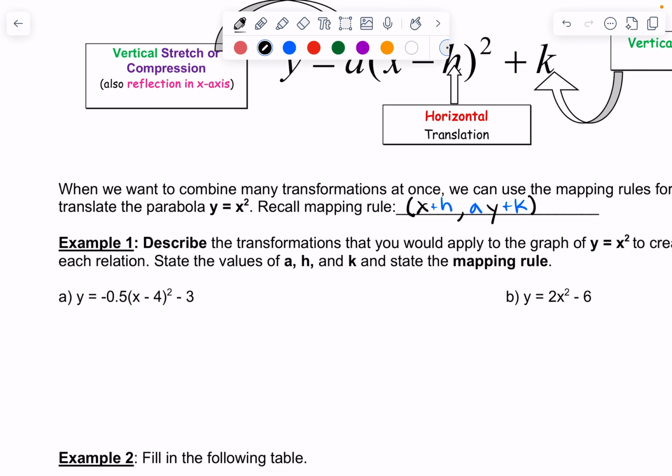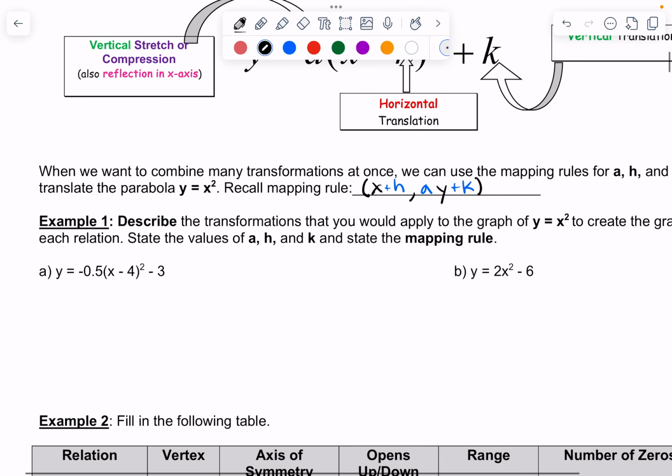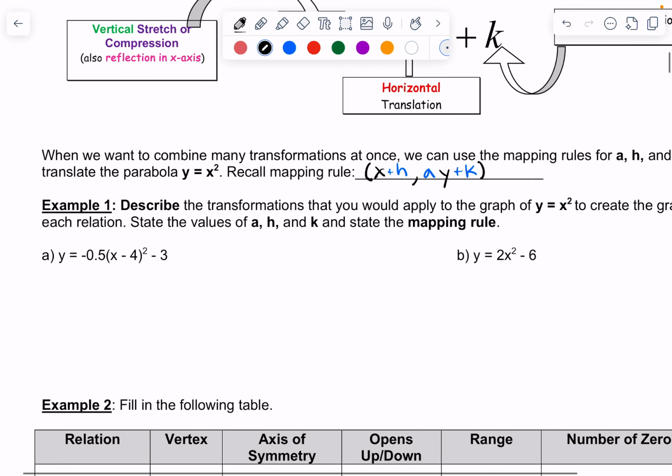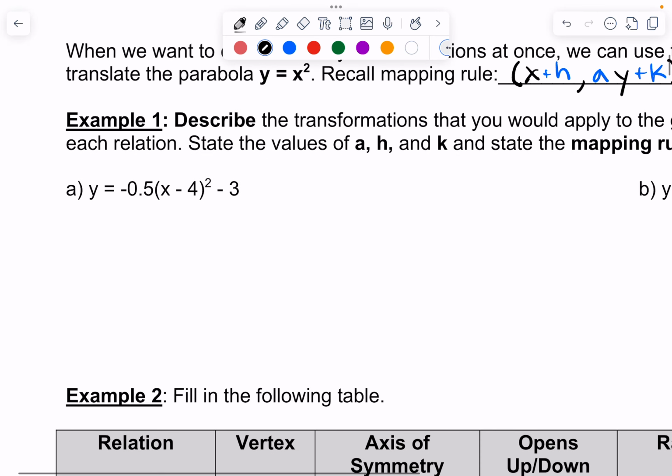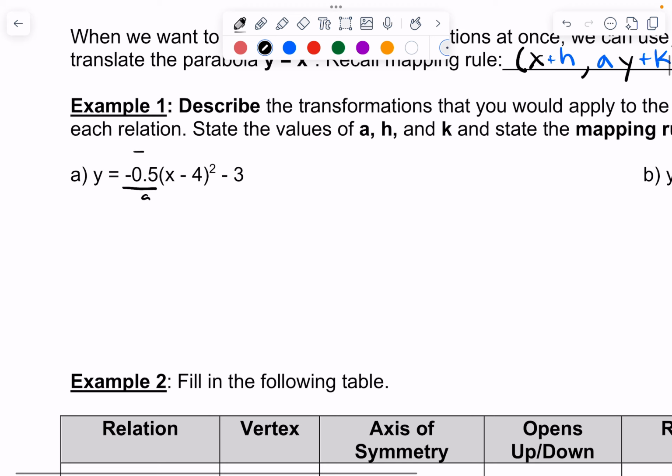So in this first example, let's find our h, a, and k, talk about how they impact a graph, state the transformations, and then let's write the mapping rule. So right here, again, this is our a value. So read the graph left to right. So talk about that a value first. Well, in this case, we have a negative, so there's going to be a reflection over the x-axis. And then it is 0.5, so it's a value that is between 0 and 1.